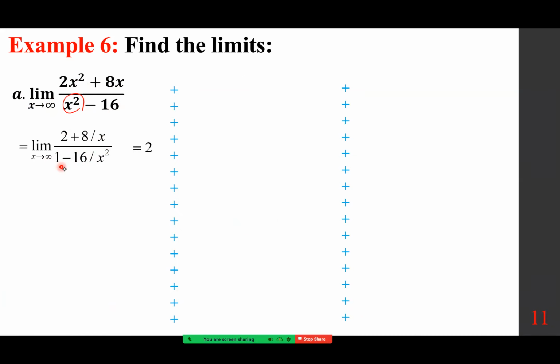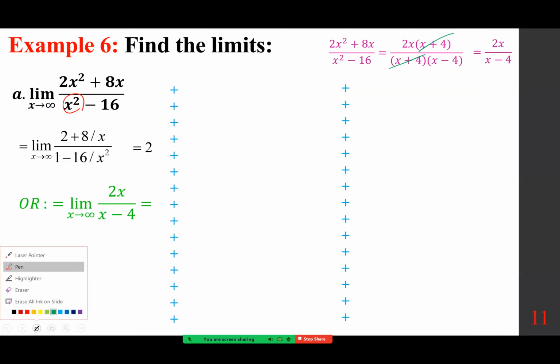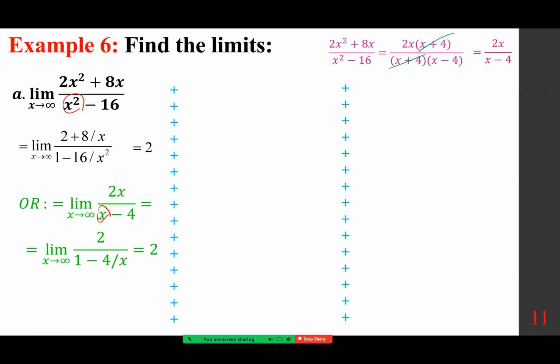Now, in this case, whether you factor or not, it makes no difference. However, if you factor, it makes life easy. In general, you want to put any fraction in its lowest terms. So there is a common factor of x plus 4. And so we deal with this. In this case, now we are going to divide by x, the highest degree, the highest value in the denominator. And that results in the same answer.